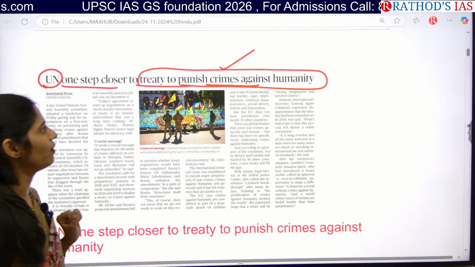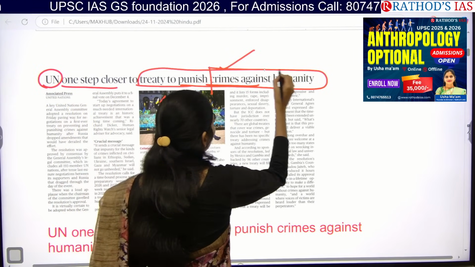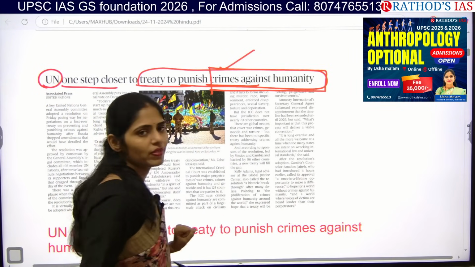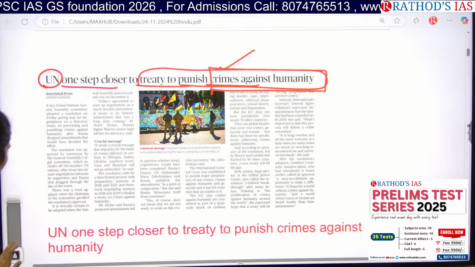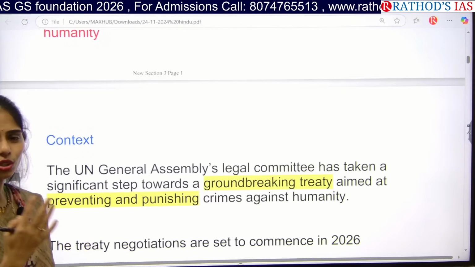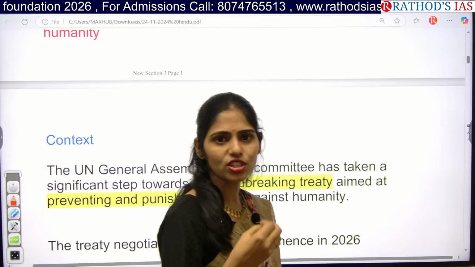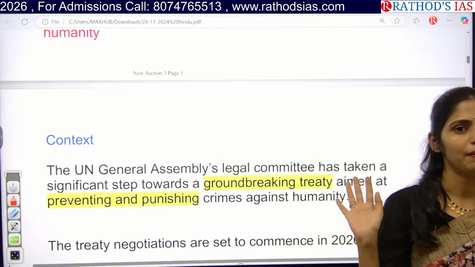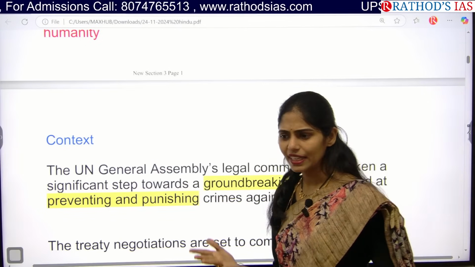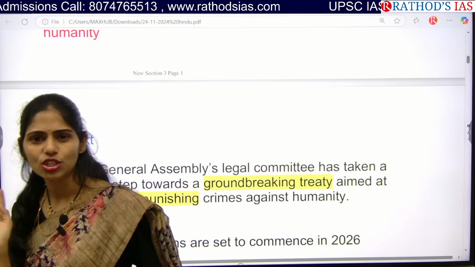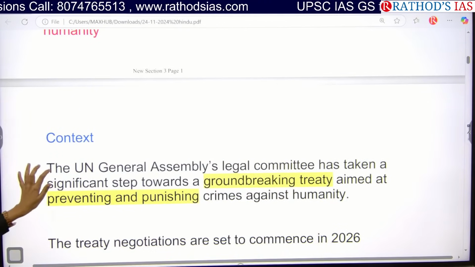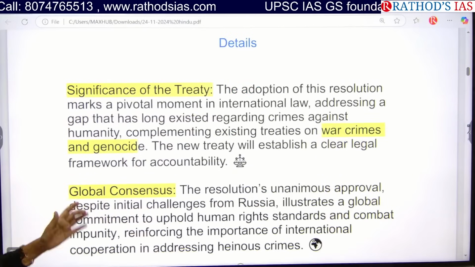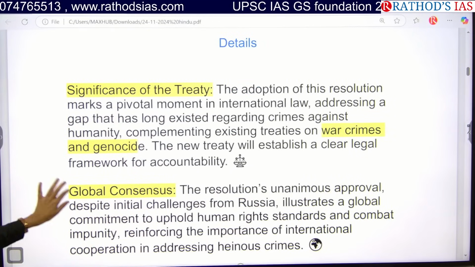So here you have to know what exactly crimes against humanity means. For example, in many countries there is violence going on. For example, Myanmar, Syria, Israel, and in many African countries crimes against humanity are happening. Can you tell me at least some examples which we can consider regarding crimes against humanity?